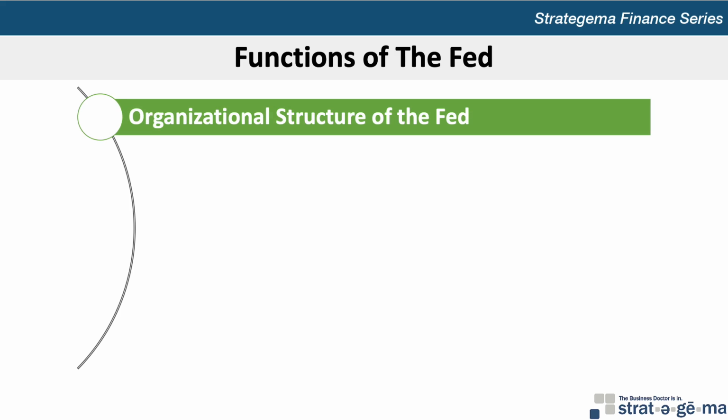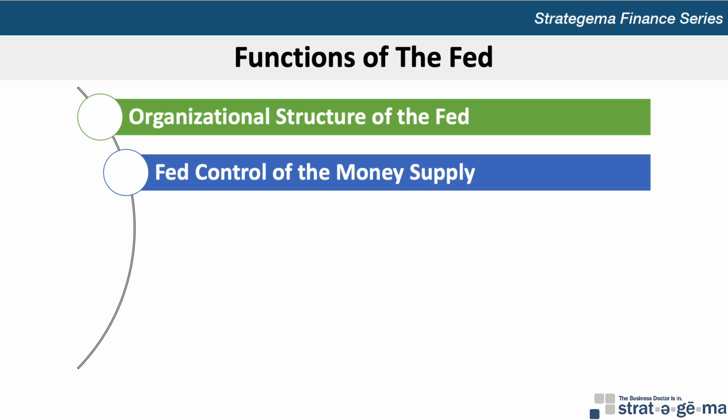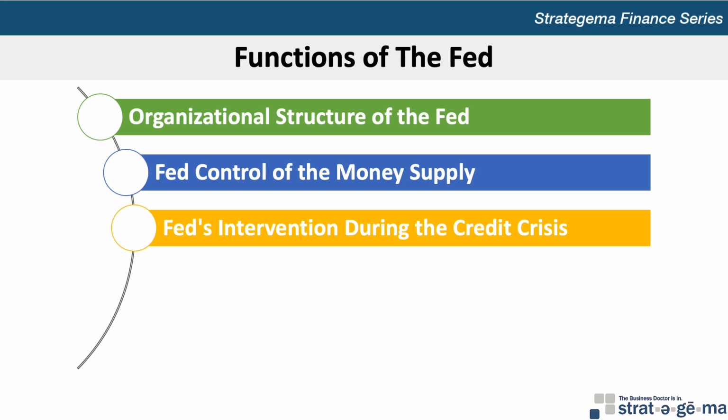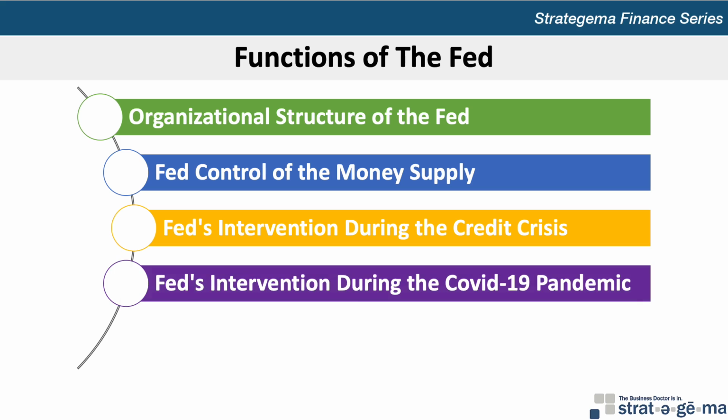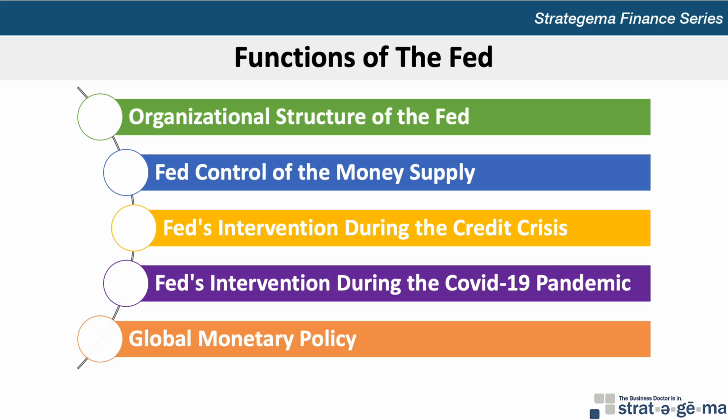First, to describe the organizational structure of the Fed. Second, to describe how the Fed controls the federal funds rate. Third, to explain how the Fed revises its lending rule in response to the credit crisis of 2008 and the COVID-19 pandemic. And 4, to explain how monetary policy is used in other countries.